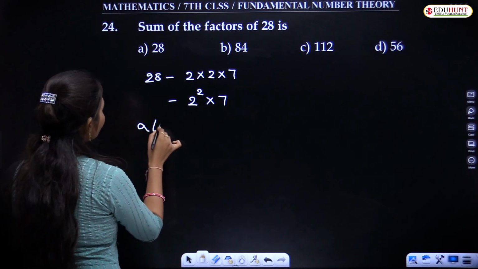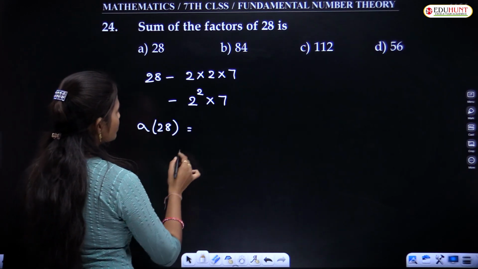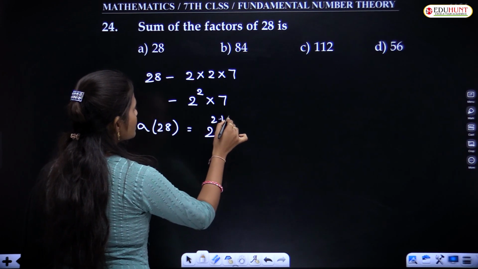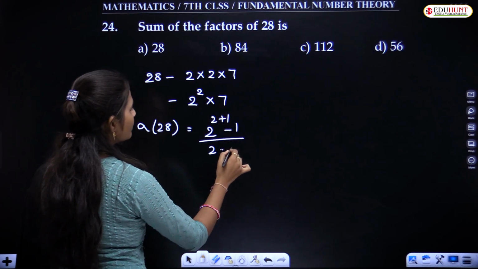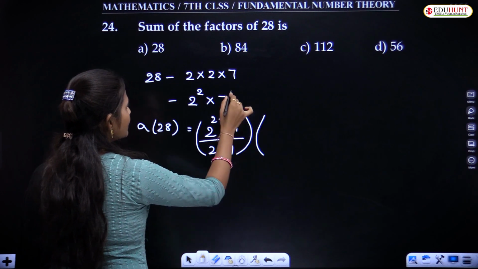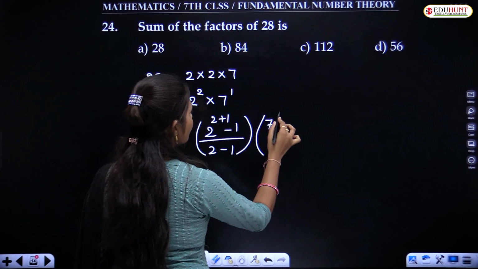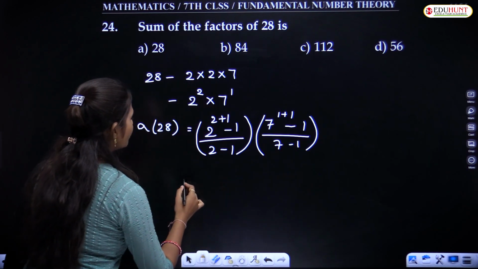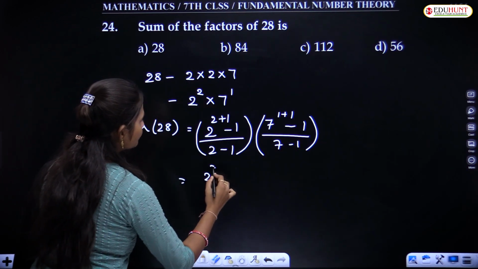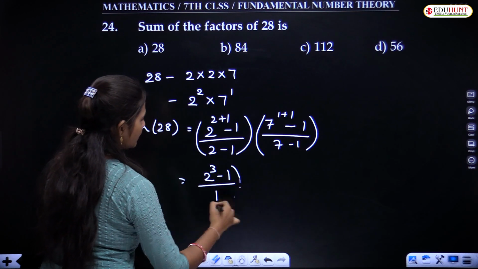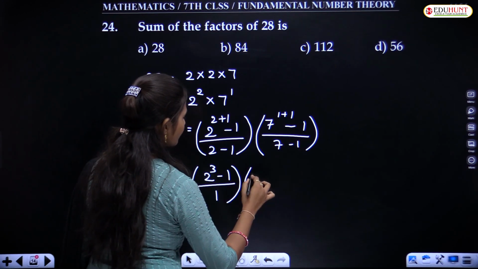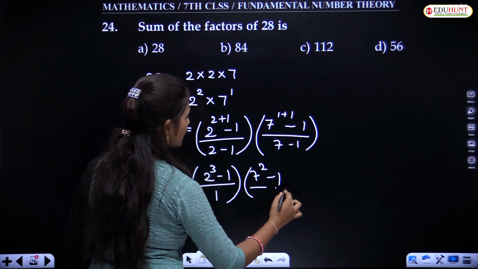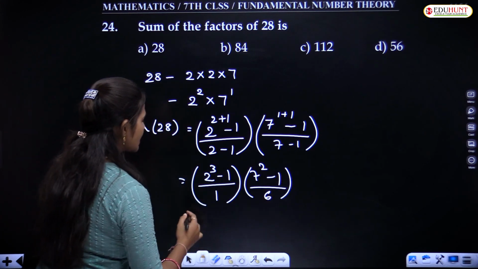So sum of the factors of 28 is equal to (2^(2+1) minus 1) by (2 minus 1), into, this is 7 power 1, no? So (7^(1+1) minus 1) by (7 minus 1). So which is equal to (2 cube minus 1) by 1, into (7 square minus 1) by (7 minus 1), which is 6.